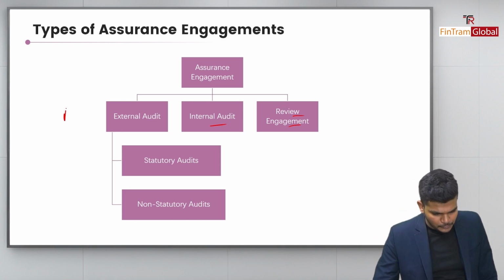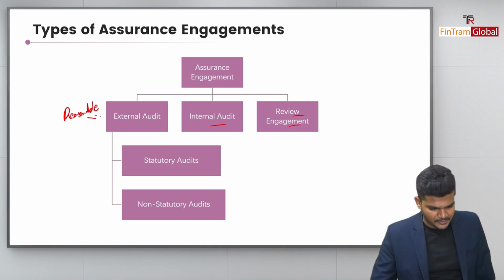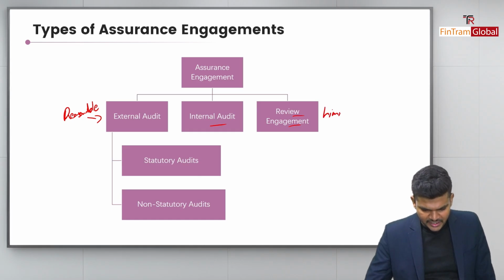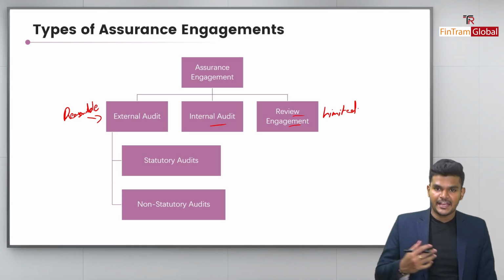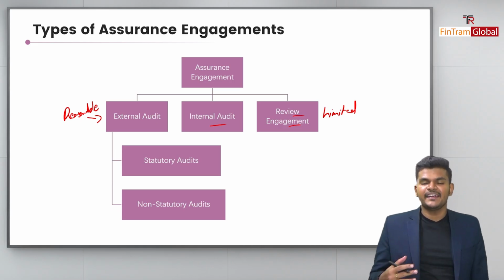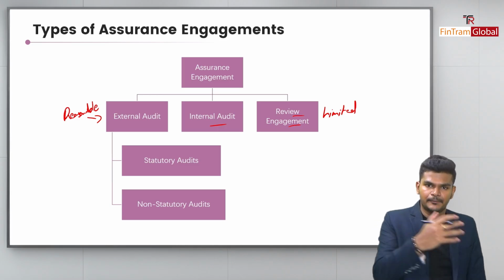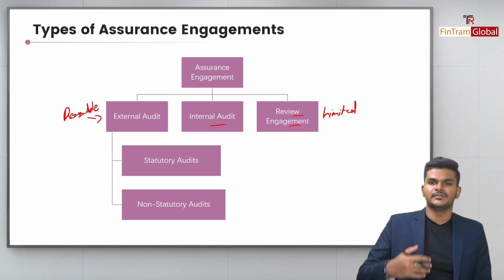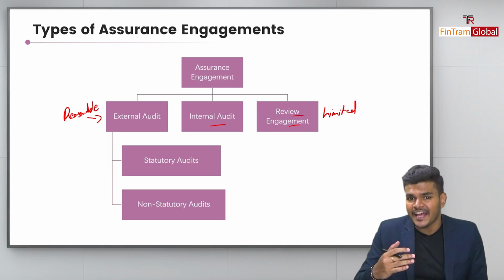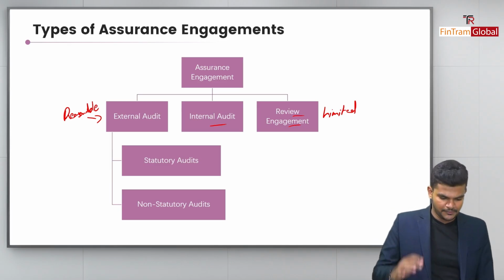Because as you all know, reasonable assurance is basically something that we provide in an external audit, right? Whereas in review engagements, it will be limited assurance. Okay, folks. So limited assurance is basically a less amount of work as compared to an external audit. And of course, it's a lesser amount of assurance as compared to reasonable assurance as well. Okay, folks. So remember that.